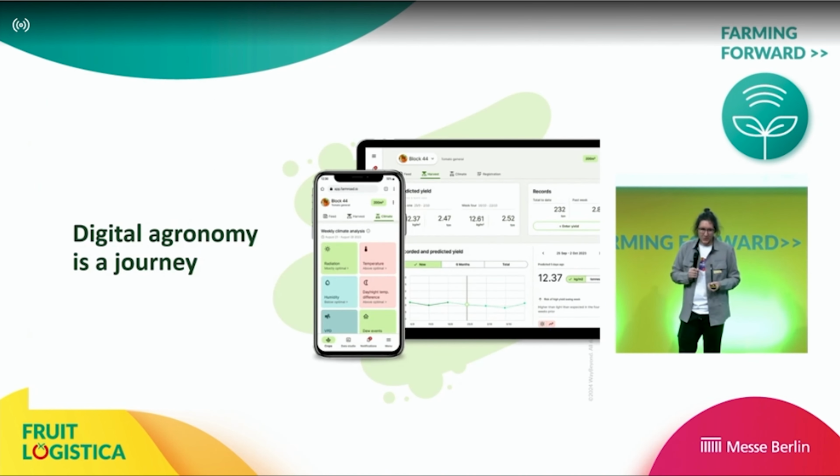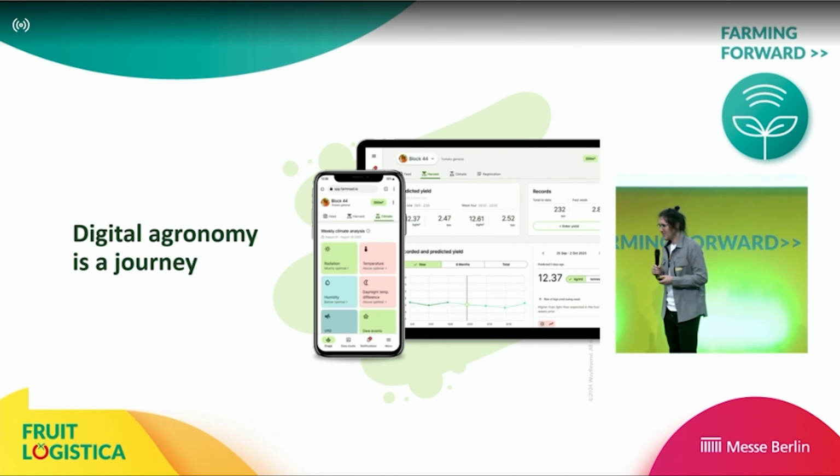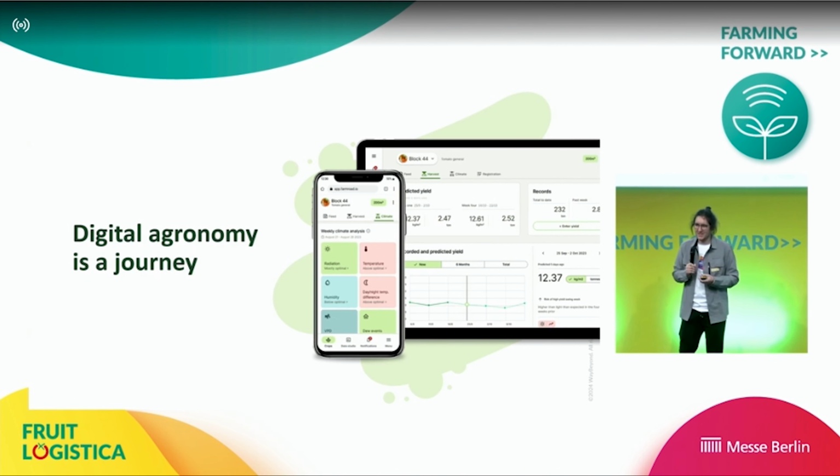So I quickly talked through three different problems that I've solved with digital agronomy, but I want to take a step back and talk about digital agronomy as a whole. We've already seen some pretty cool technologies this morning with robotics and AI imaging, but it's important to talk about how digital agronomy is a journey. Trying to adopt everything at once is kind of an impossible feat.